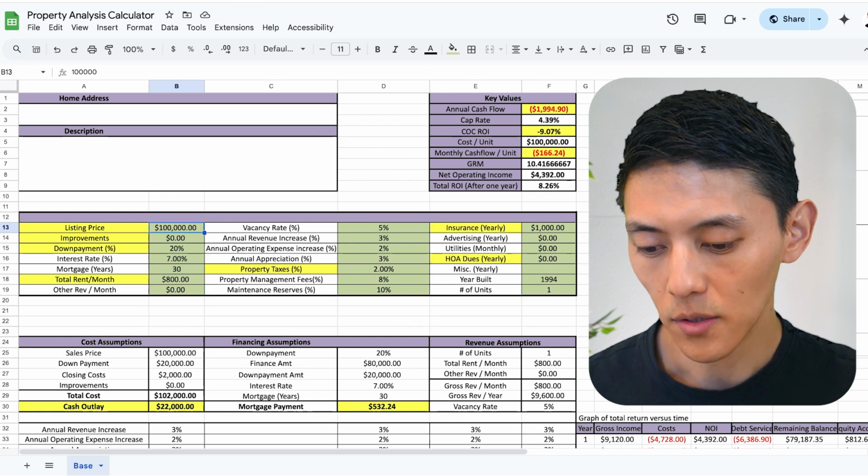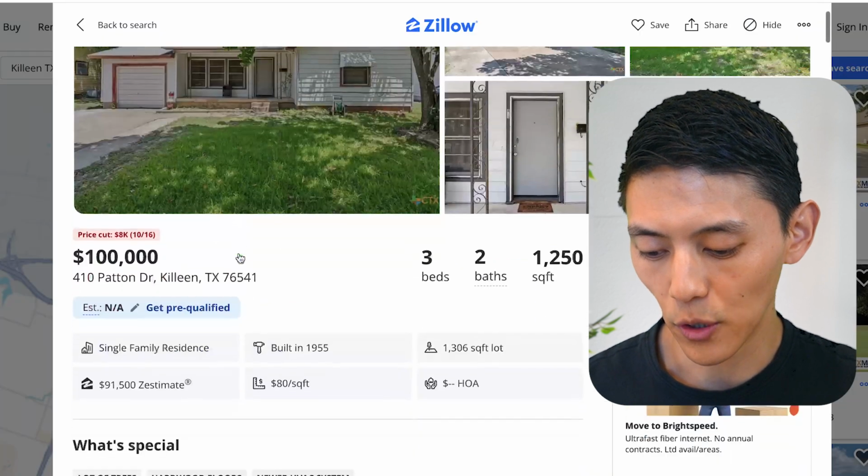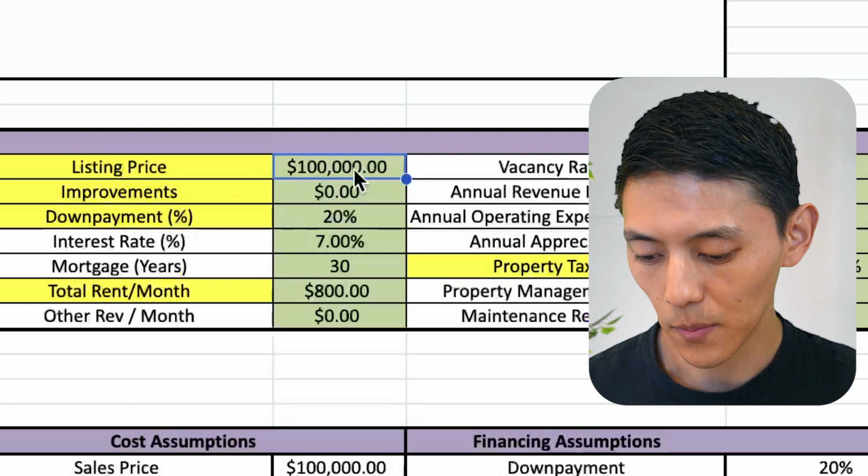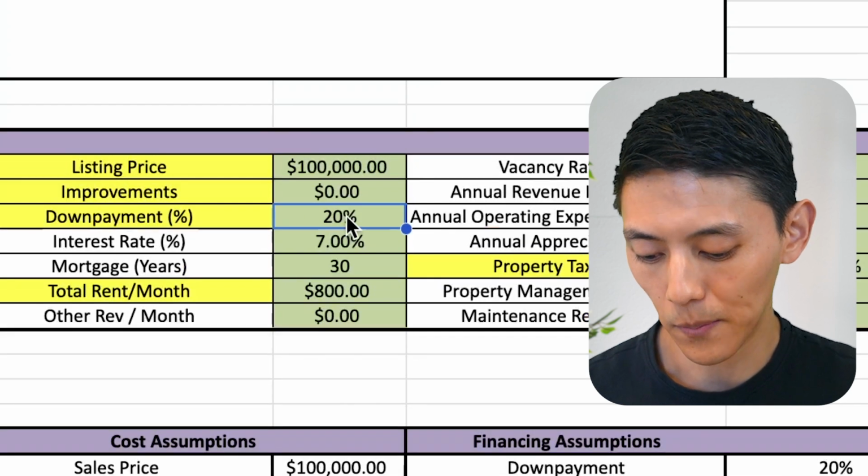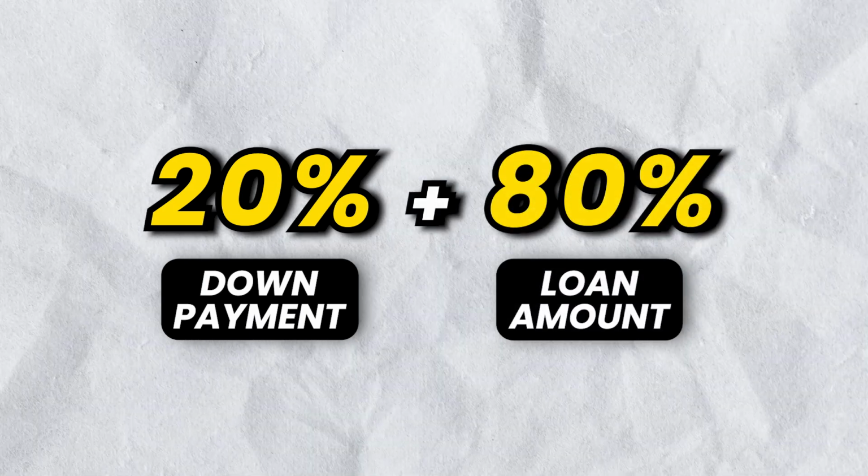So if you go back to the other listing, you can see that the purchase price here is $100,000. So you put that here. Down payment on this deal, I'm gonna put 20% here because that is how much I put down for most properties. I buy it with a loan, 20% down and 80% for the loan.